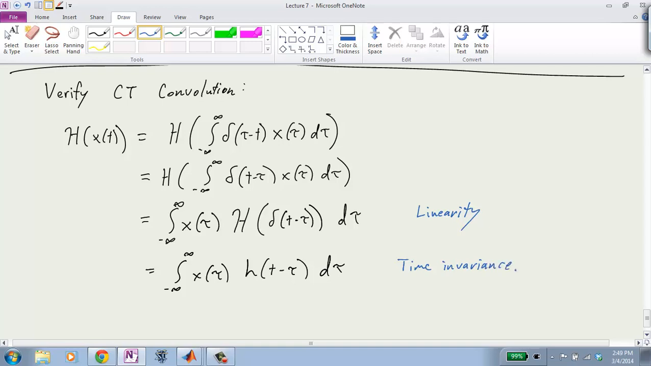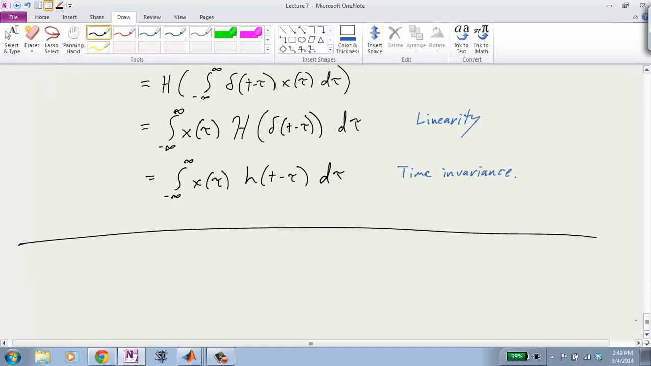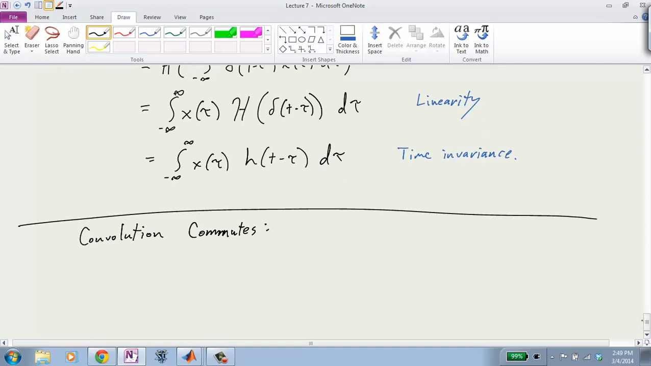Okay, now an important comment for convolution here is that convolution commutes. Since we're short on time, I will verify that it commutes later, but what I mean is this: X convolved with Y equals Y convolved with X. Okay, and we'll verify that from the equations.